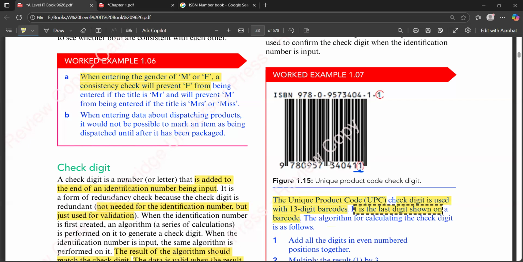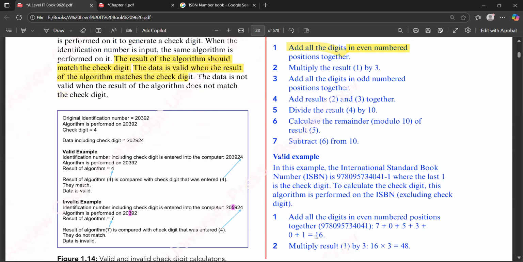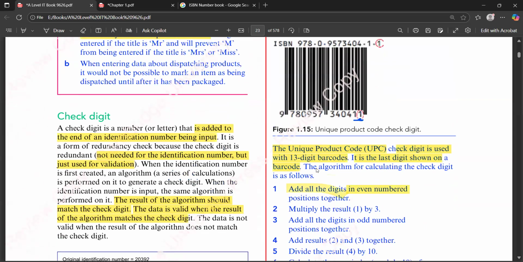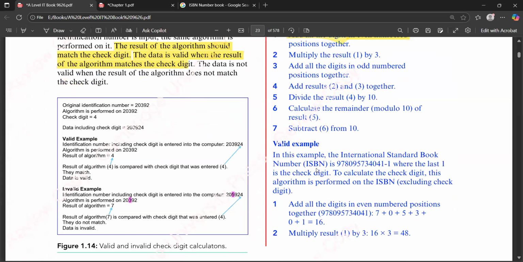First of all, to calculate this, you need to add all the digits in even number positions together. If this is the barcode here, you are only going to add the digits in even number positions. That means 7, 0, 5, 3, 0, 1, and 1. So you will get 16. Is this step clear? Are you getting my point?